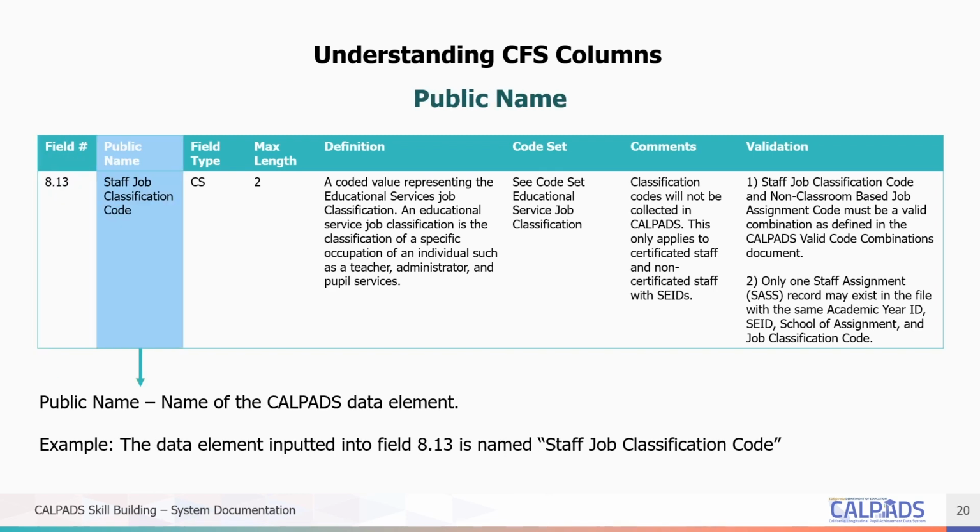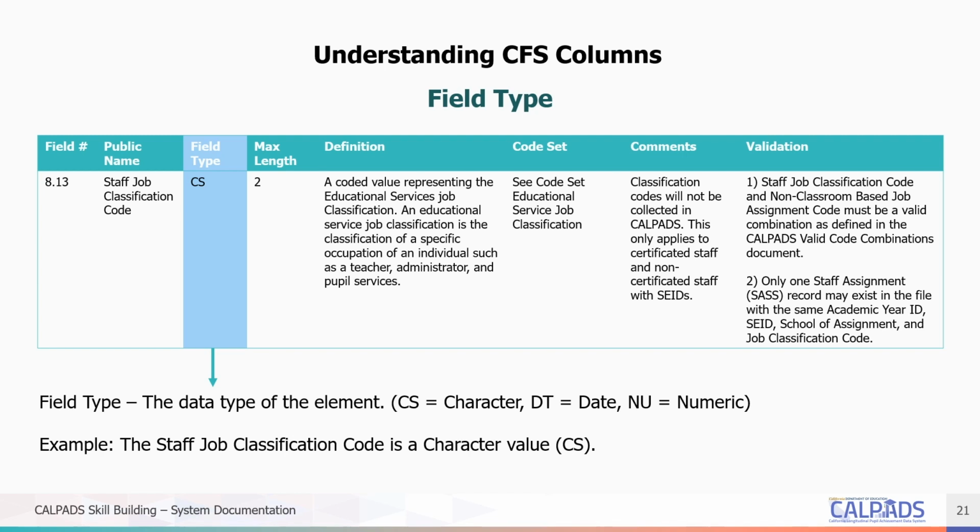The public name is the name of the CALPADS data element. So, in the example above, the name of the CALPADS data element in field 8.13 is Staff Job Classification Code. We can think of this as the name of the field. The field type is the type of the data element. There are three possibilities here: CS indicating a character type, DT indicating a date type, and NU indicating a numeric type.